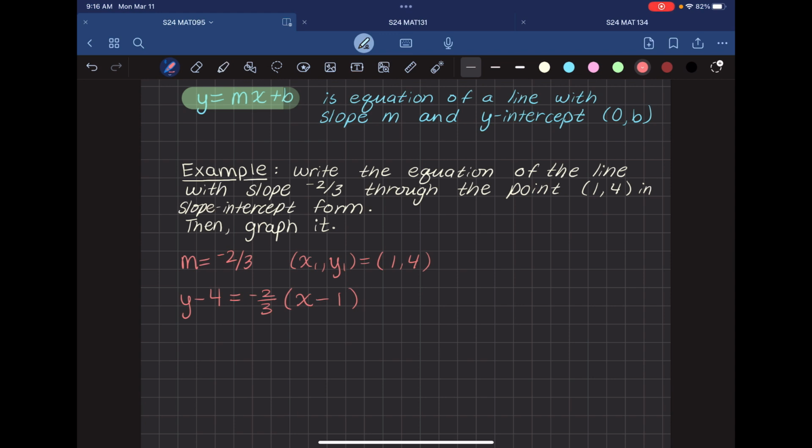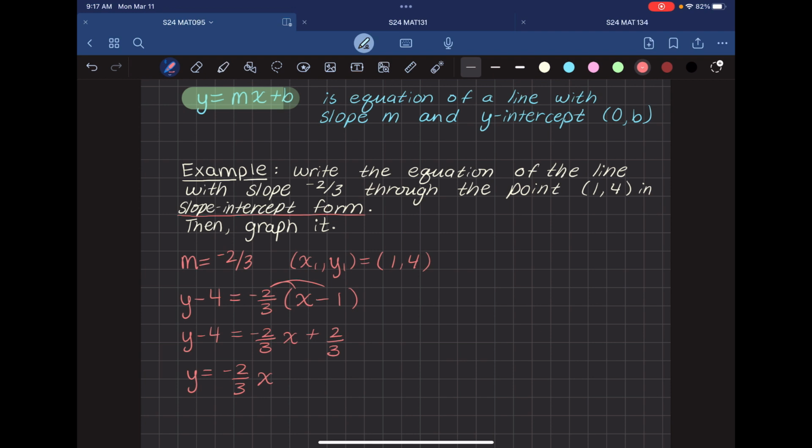It's specifically asking for slope-intercept form in the problem statement right here. So we're going to go ahead and rearrange this, but we have the equation of the line. So we just need to rearrange things to get y equals mx plus b. So we can go ahead and distribute this negative 2/3. So we get y minus 4 equals negative 2/3 x plus 2/3. That's just me doing negative 2/3 times a negative 1. And then we can add 4 to both sides. And we get y is equal to negative 2/3 x.